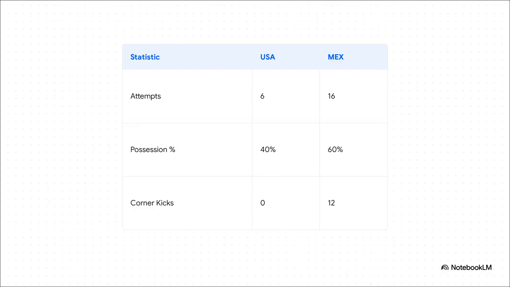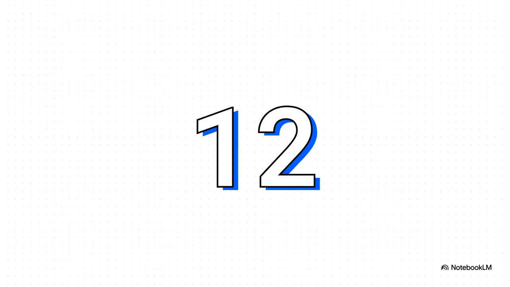Let's apply this toolkit one last time to a game where the story and the stats is crystal clear. That USA versus Mexico final. Mexico won, and in this case, the numbers show you exactly why. They had 60% possession and more than double the attempts on goal. But this is the killer stat, the one that tells the whole story.